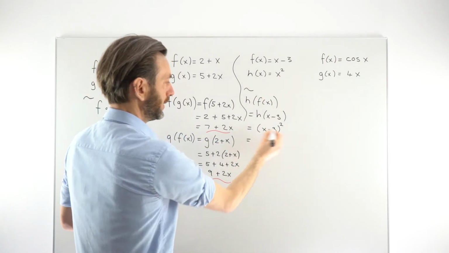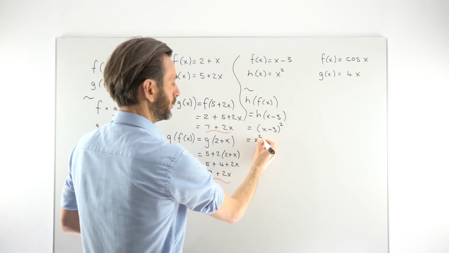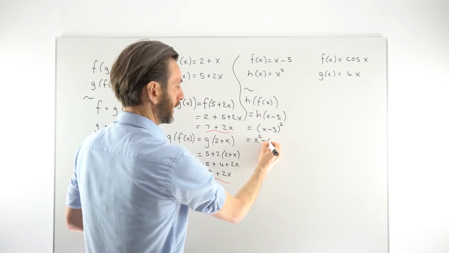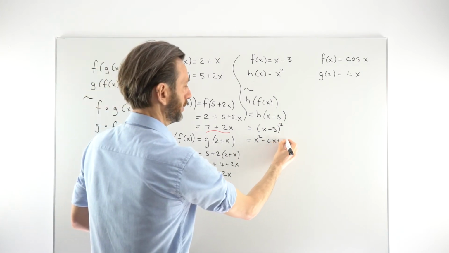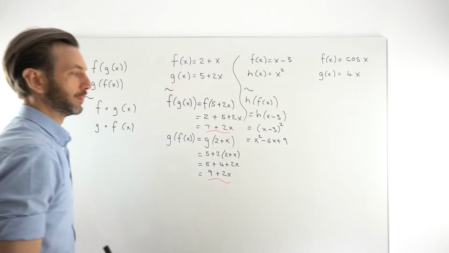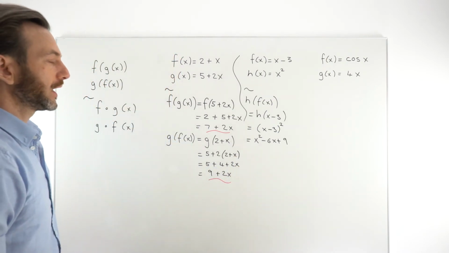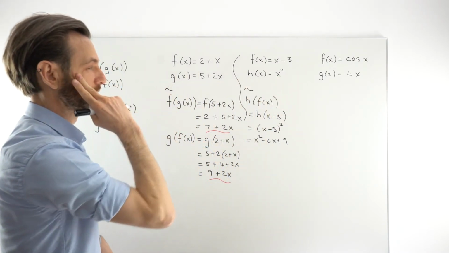For this one, you could leave it like that, but you'd probably be expected to multiply out the brackets. If you do that, you would get x squared, you would get 2 negative 3x's, giving you a minus 6x, and you'll get a plus 9 on the end. So that one ends up being this sort of trinomial format. Okay, so that's a fairly common thing to have, like a squared in one of the functions.